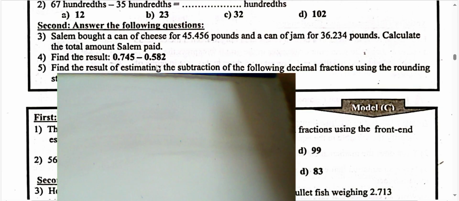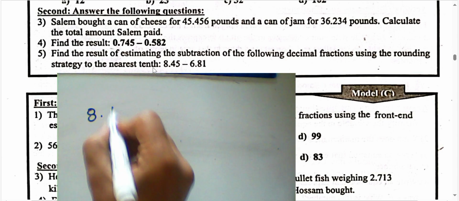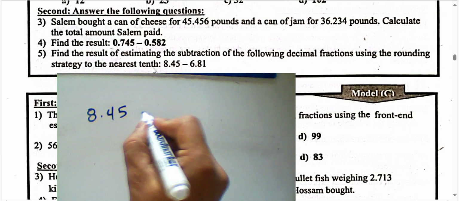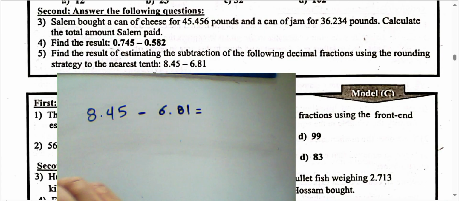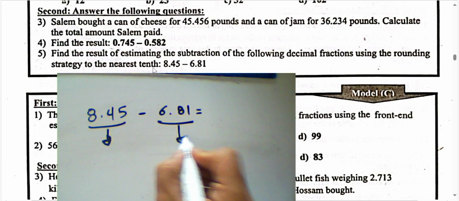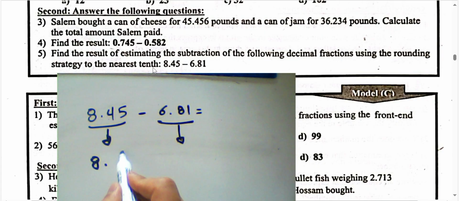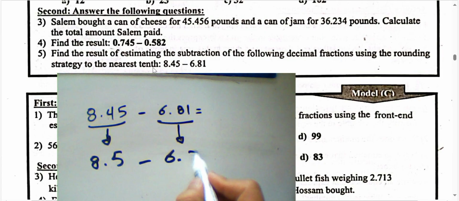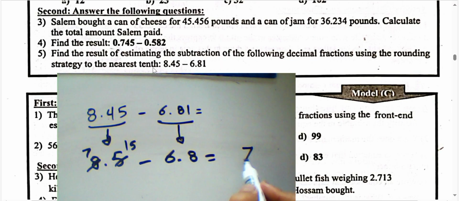163 thousandths. Find the difference between two numbers using rounding to the nearest tenths. We have 8 and 45 hundredths subtract 6 and 81 hundredths. We want to find the difference by approximating to the nearest tenths. We can write 8.5, since 5 can give 1 to 4, so 5. And 1 can give 1 to 8. Then 5 minus 8, we can borrow 1. 15 minus 8 equals 7. And put the point. 7 minus 6 is 1.